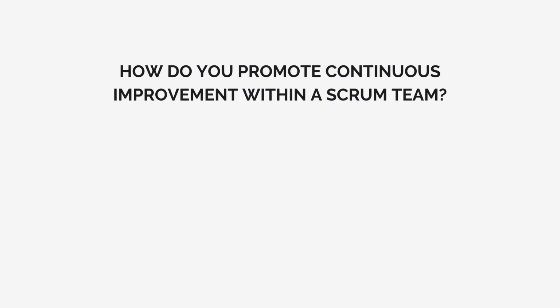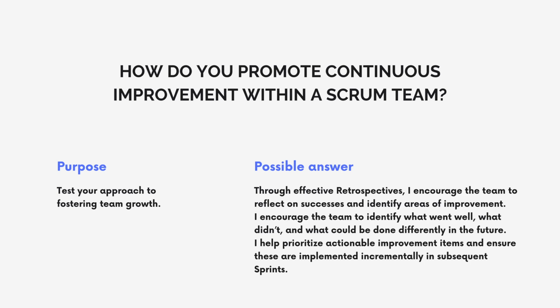Next question is, how do you promote continuous improvement within a Scrum team? Here, the interviewer wants to test your approach to fostering team growth. The possible answer to this question is that through effective retrospectives, you would encourage the team to reflect on successes, and you would also identify areas of improvement. You encourage the team to identify what went well, what did not go well, and what could be done differently in the future. You help prioritize actionable improvement items and ensure that these items are implemented incrementally in subsequent sprints.